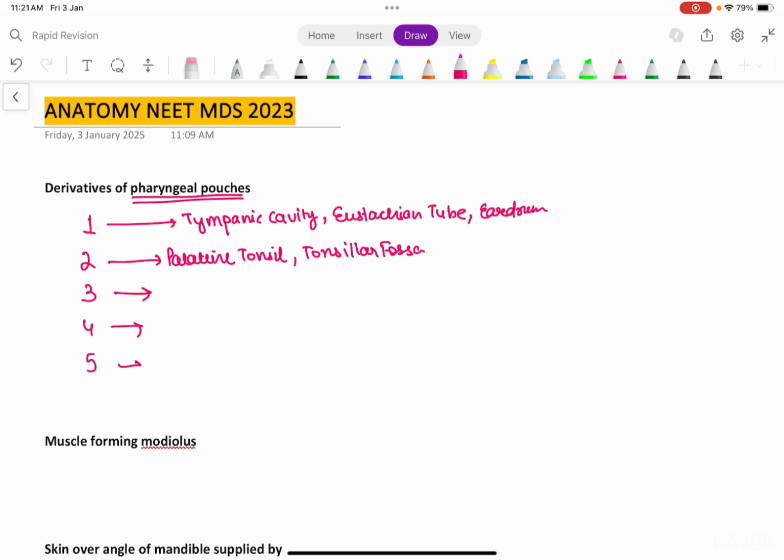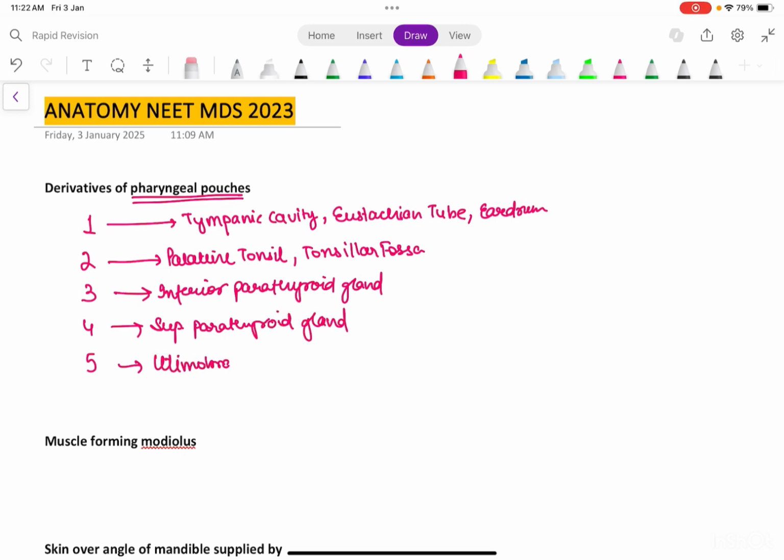Then in the second we have the palatine tonsil and tonsillar fossa. Then in the third we have the inferior parathyroid gland. In the fourth we have the superior parathyroid gland. And the fifth is the ultimobranchial body, which gives rise to the parafollicular C cells of the thyroid gland.